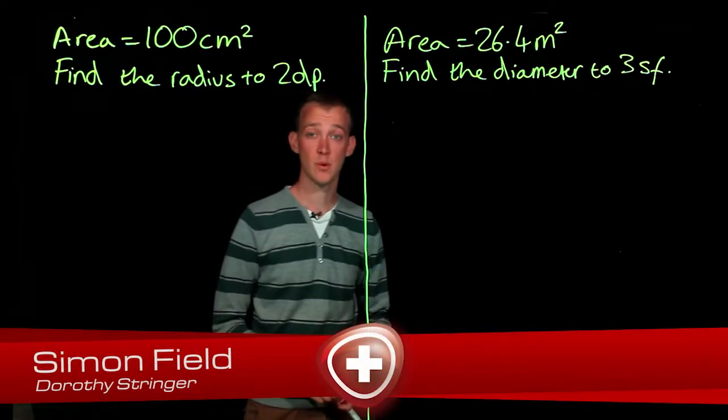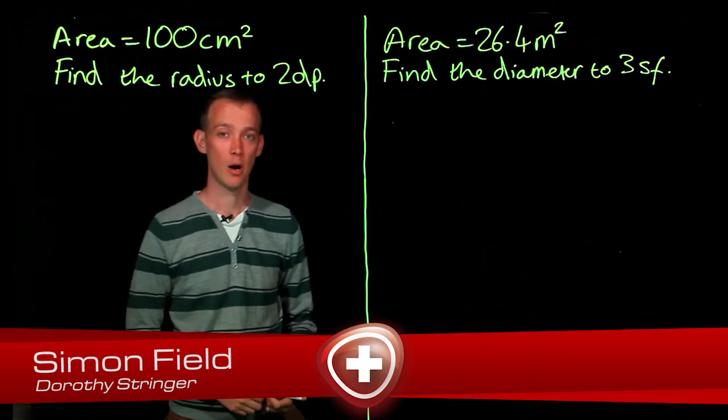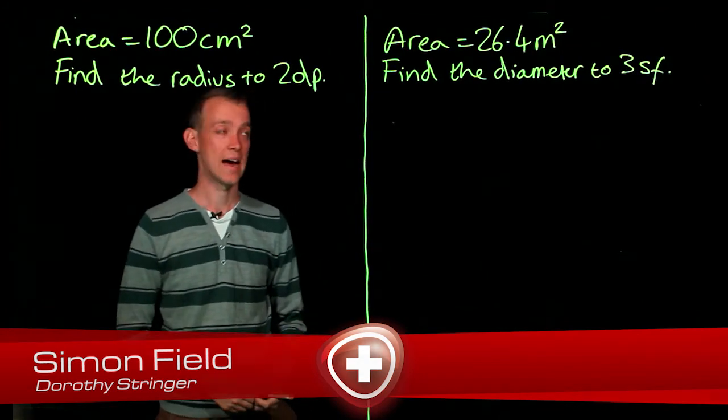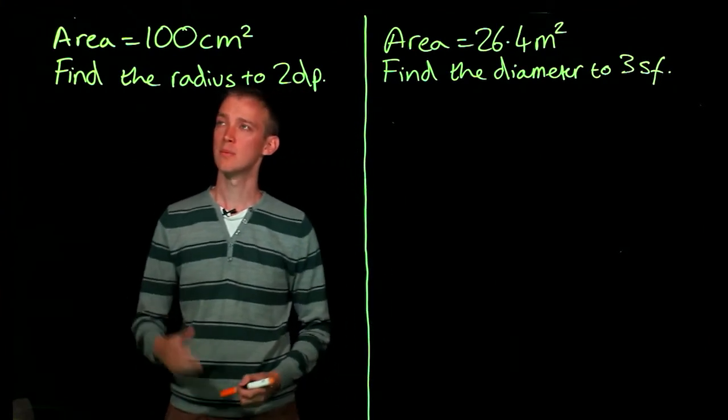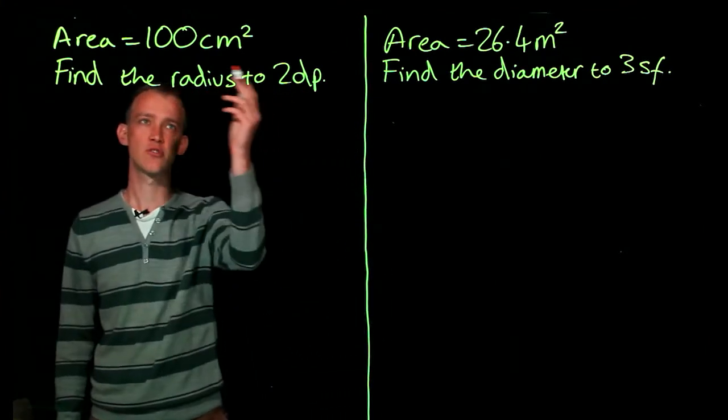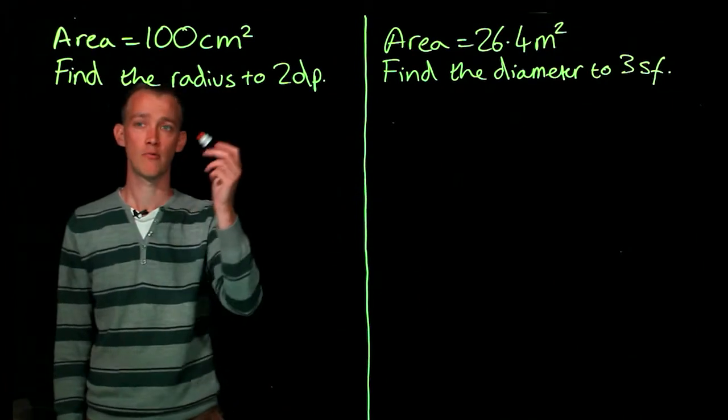In this video, we're going to be working through a couple of examples where we're given the area of a circle and we need to work out the radius and diameter of that circle. So my first one here, I have an area of 100 centimeters squared and I need to find the radius.